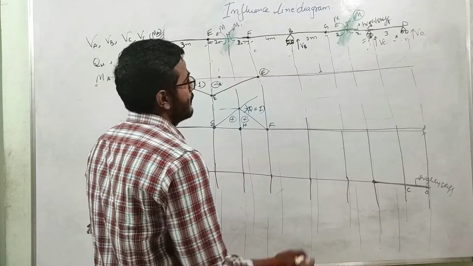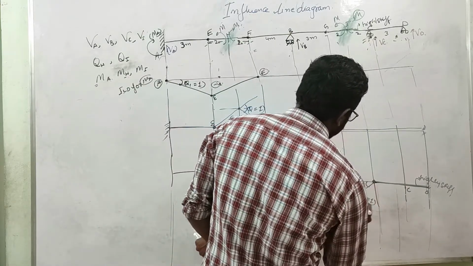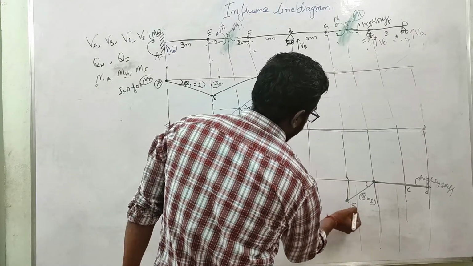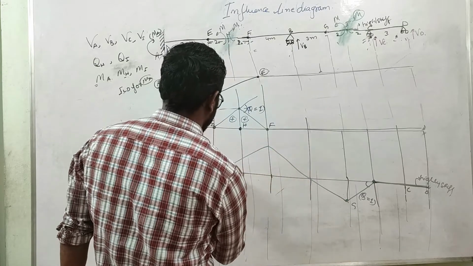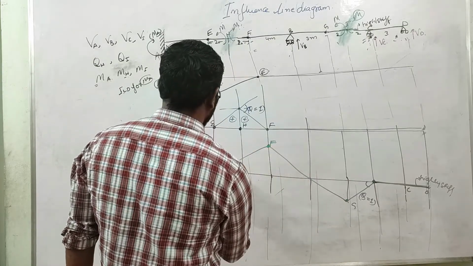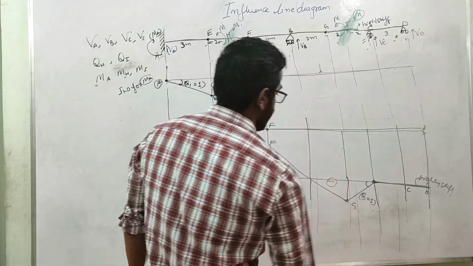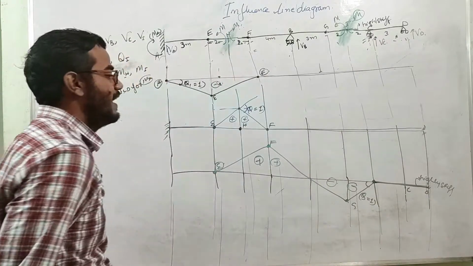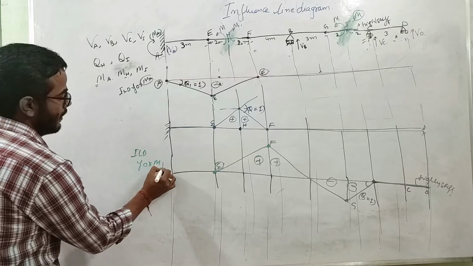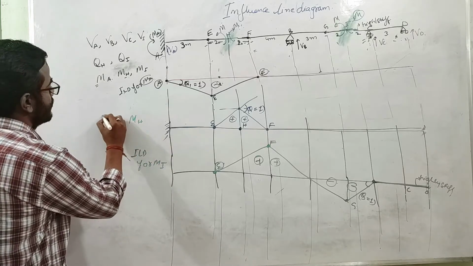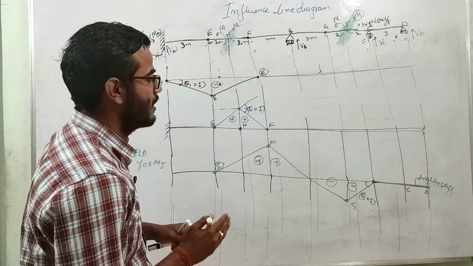Now how will this deflect? It will deflect like this. This theta is equal to unit rotation. This is point G, and again at the boundary condition at B it will come like this. This is F, and this is E. So this is positive, this is positive, this is negative. So this is the ILD for MI. This is for MH. The only thing we need to do is draw the deflection diagram by giving the unit deformation.